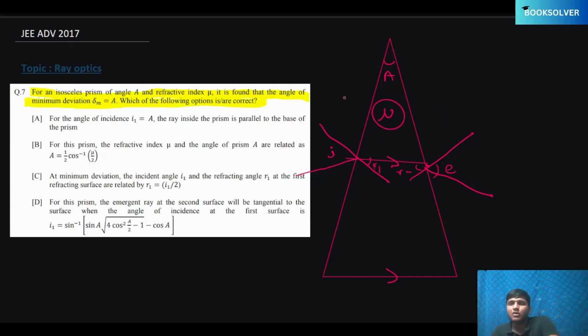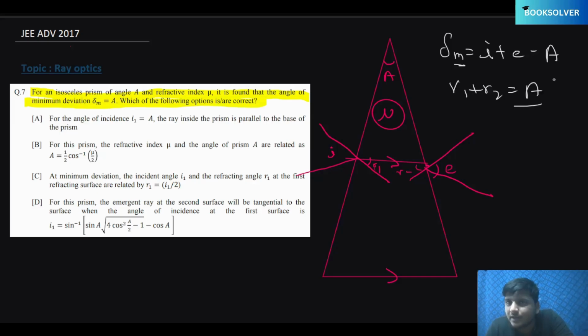So what formulas will I be using here? Let me write all this first. First is the angle of deviation, that is delta m, where m is representing the minimum. It is always equal to I plus E minus A. Another thing is that R1 plus R2 is always equal to A here. And one thing that everybody knows is Snell's law, n1 sine I is equal to n2 sine R. These three formulas I'll be using to solve all the questions here.